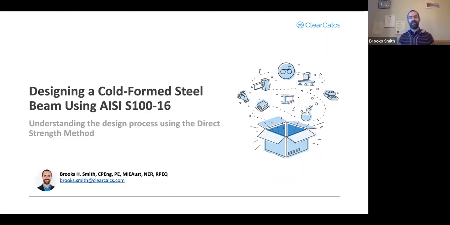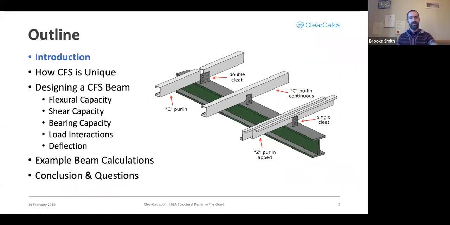This webinar is about designing a cold form steel beam using AISI S100-16, specifically using the direct strength method for that design. As an outline here, I'm first going to give you a bit of an introduction.